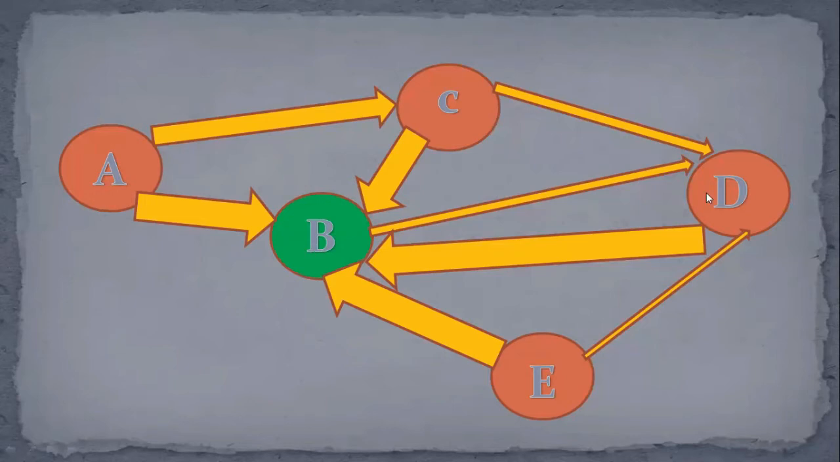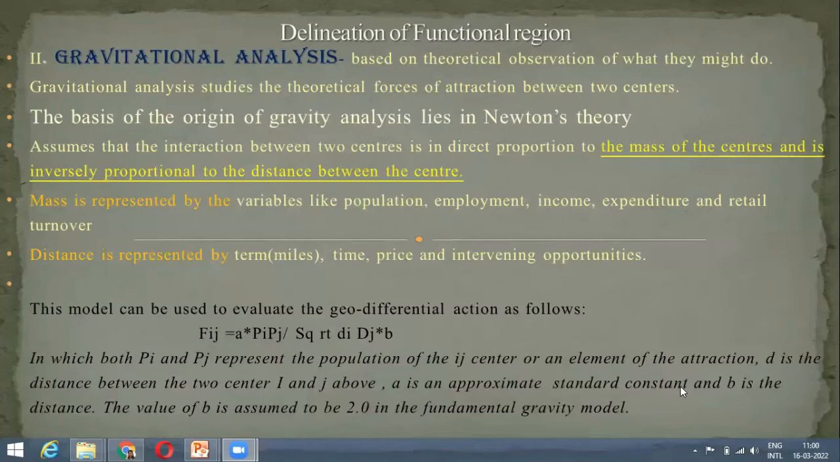A to B. From here, you can easily see that most of the thick arrows are towards B. So that means B in this entire region is the most important nodal region or the most important functional region. In gravitational analysis, what we do is that we see the gravitational pull between two places.